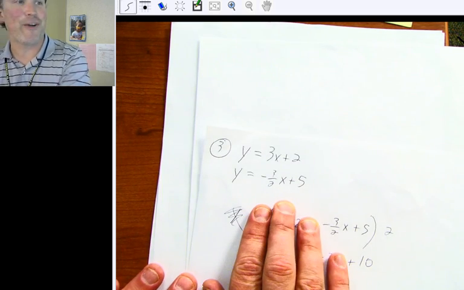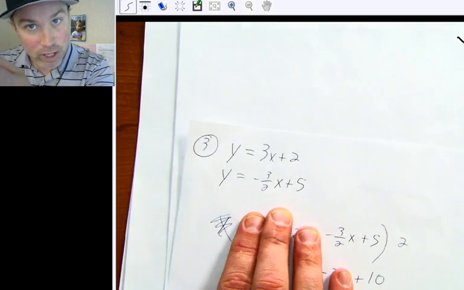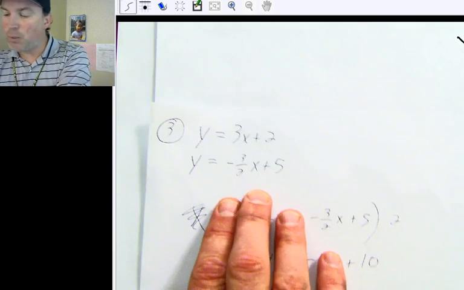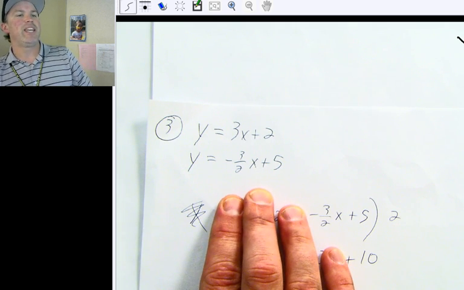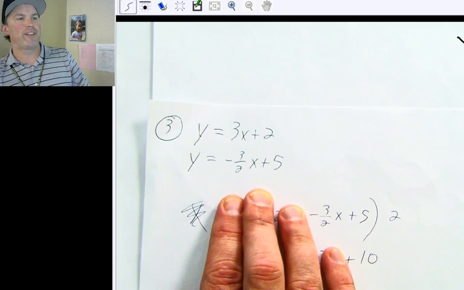Number 3 has fractions. So let's say we had y equals 3x plus 2 as the first equation and y equals negative 3 over 2 x plus 5 for the second equation.